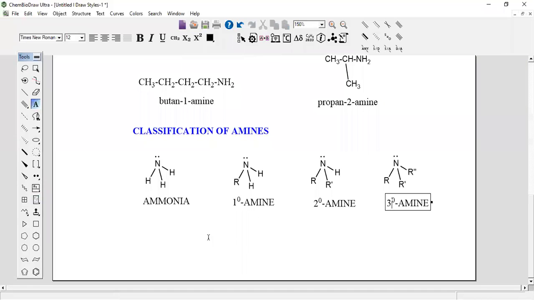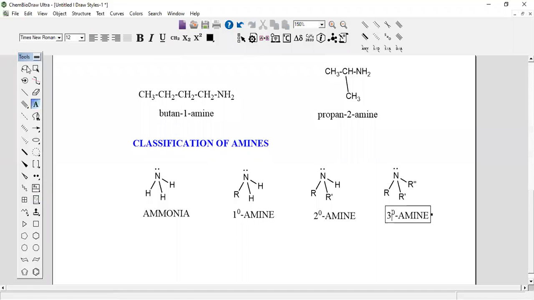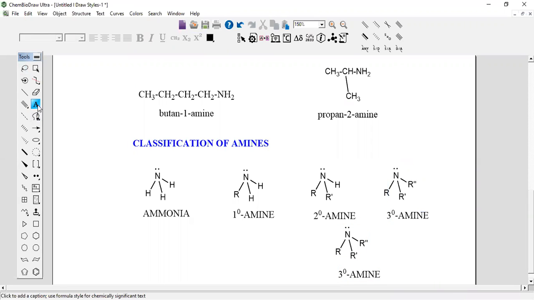Now I want to tell you one more important point in this classification. I will take one more example, because here you remember that there is still a lone pair of electrons, isn't it? In all of them, see, there is a lone pair on the nitrogen. Therefore, all these act as bases.